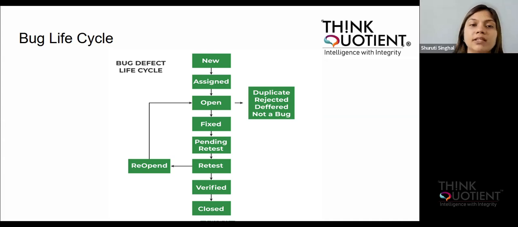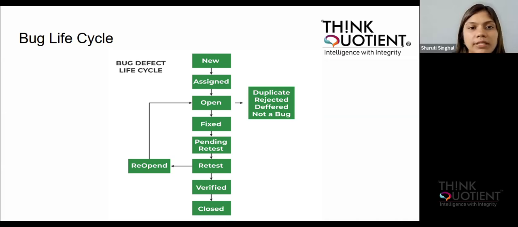So after doing the necessary changes that is required, the bug is fixed. So the status is then marked as fixed. After fixing a bug, then the tester is going to again retest that bug. So the status is pending retest. So over here, the bug has been fixed. So now the developer team will pass the new code to the testing team. So at that point, the status is pending retest, right, from the tester side.